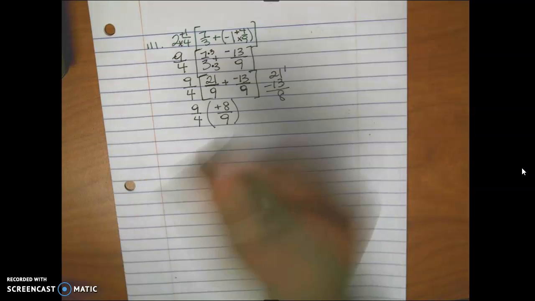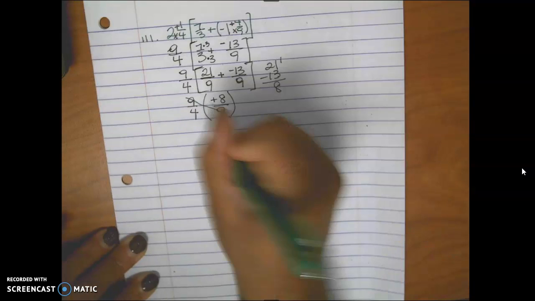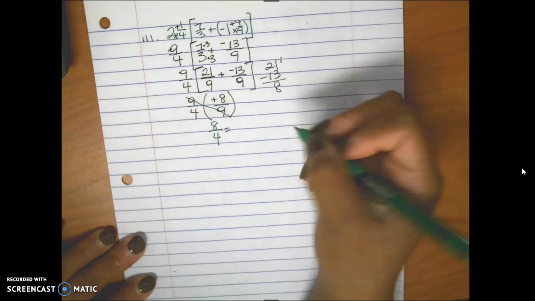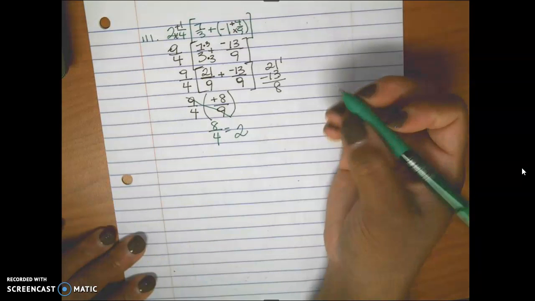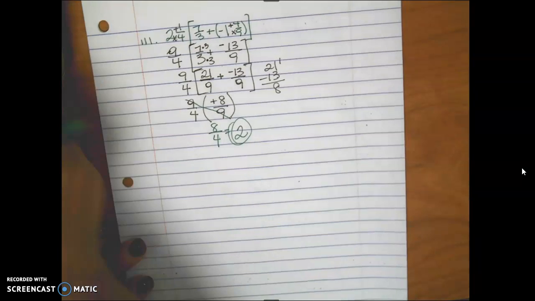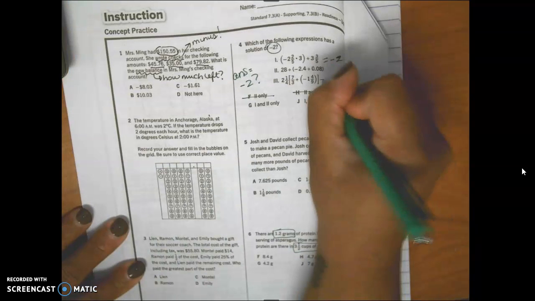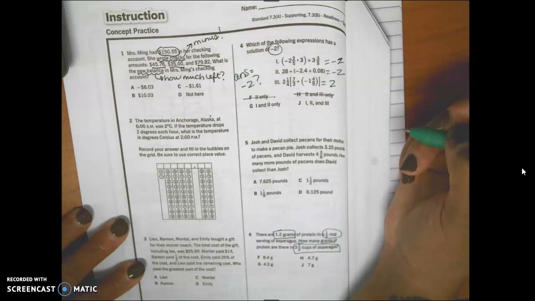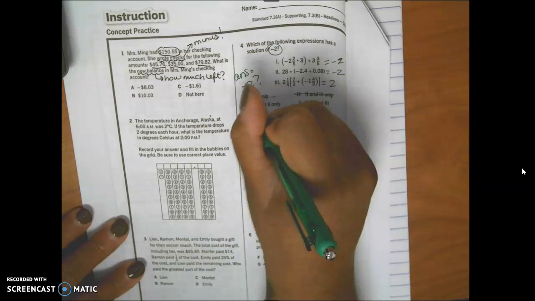The 9. And now I'm left with 8/4, which is what? What kind of 2? This is a positive 2. This is a negative 2. What is my answer? G or J? G, because it's just 1 and 2.